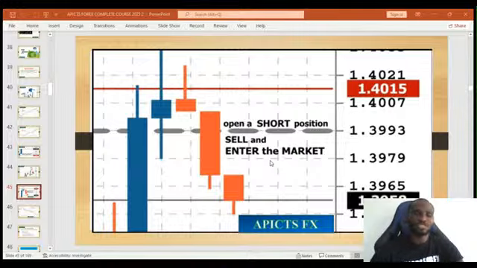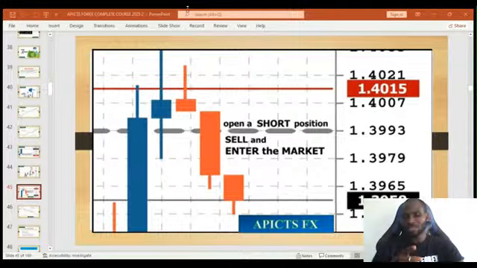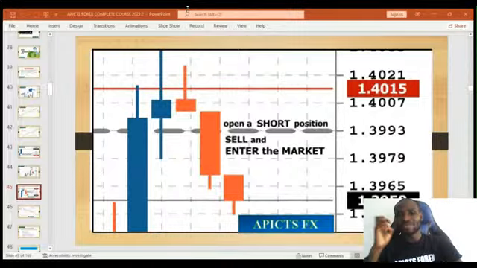So this is a short position now. When you go short, you are going bearish, you are selling, you are going down, as you can see on your charts. So when you go short, you are selling. Did you see what I was saying? I said open a short position, sell and enter the market. A short position means that you are selling.